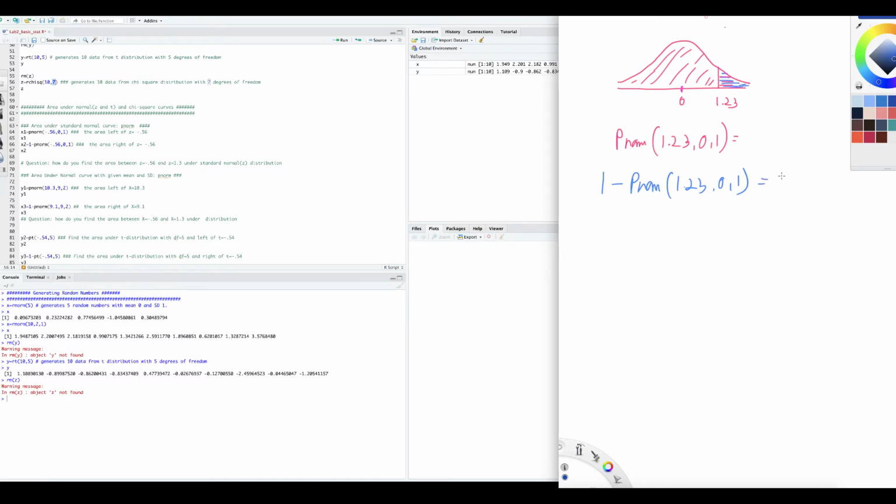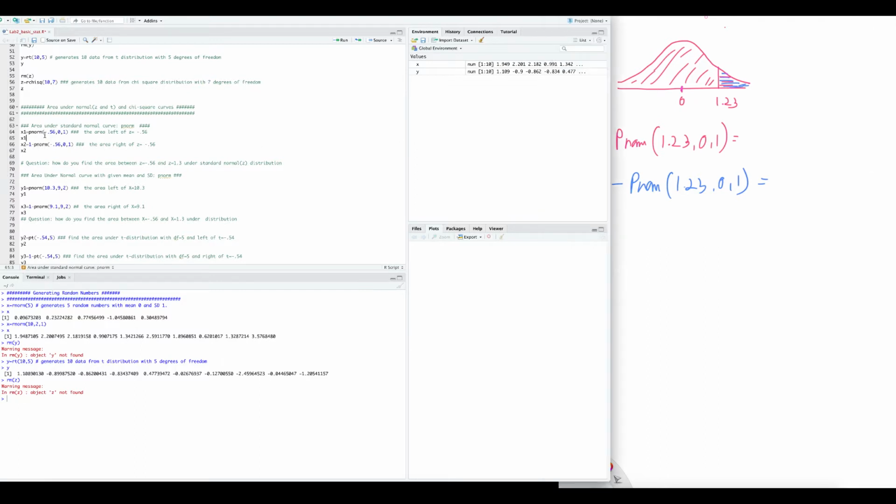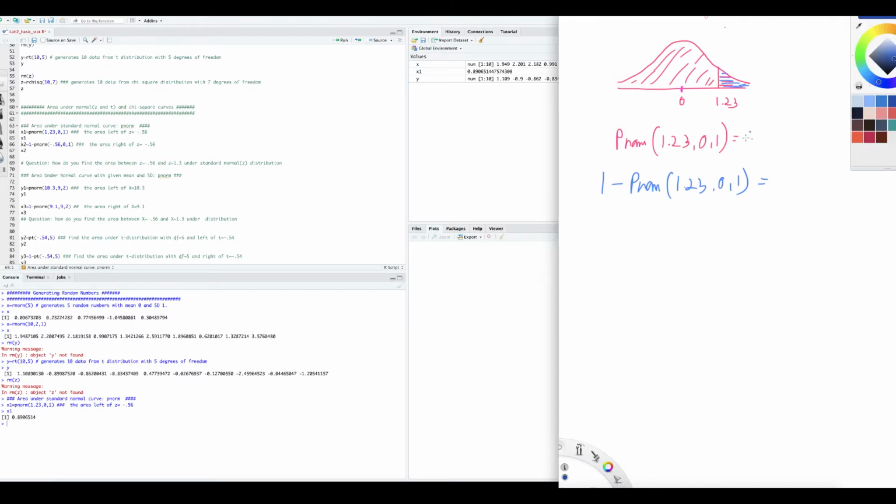So let us do this in the calculator. What I'm doing here is entering 1.23 and running that. So x1 is 0.8906, which is basically 0.89 and then 0.6 or 7 if you round it up. How about the other one?